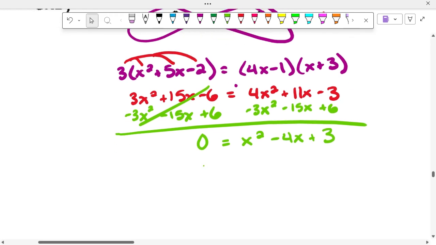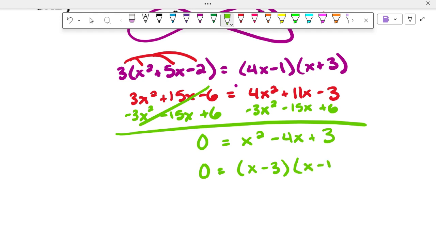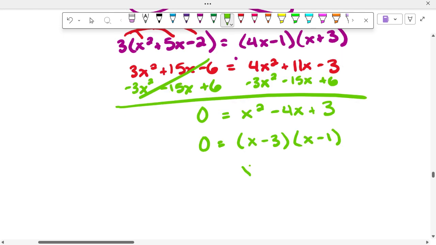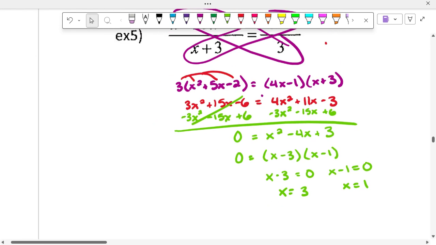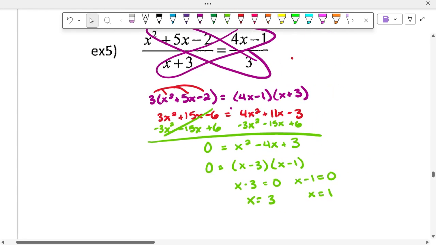Factor it, which is an easy factor. It would be x minus 3, x minus 1. Set them both equal to 0. What's x equal to? 3 and 1. But we don't know definitively if that's the answer, so I need to check it.